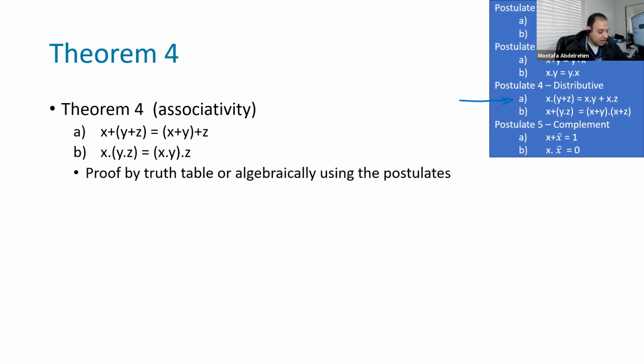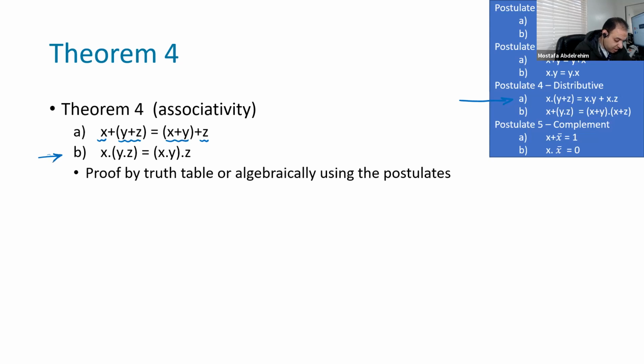So basically, you're gonna calculate y or z, then OR it with x, in a column. Then you OR x and y and OR it with z in another column. Then you compare the two columns. They should be equal, and the same for this one.